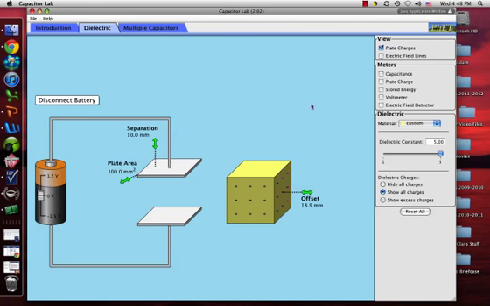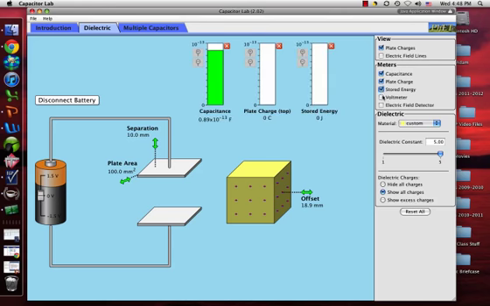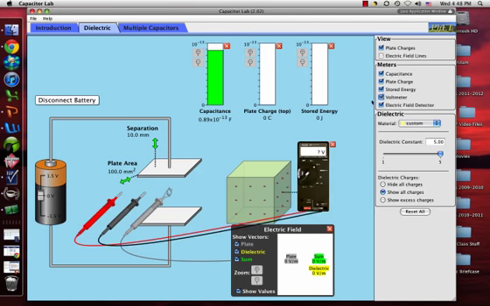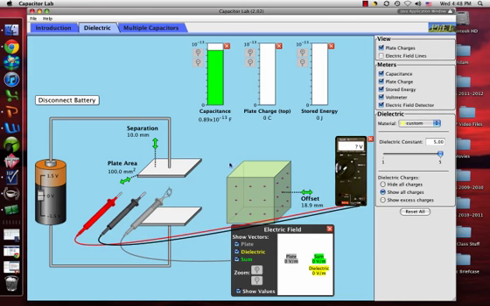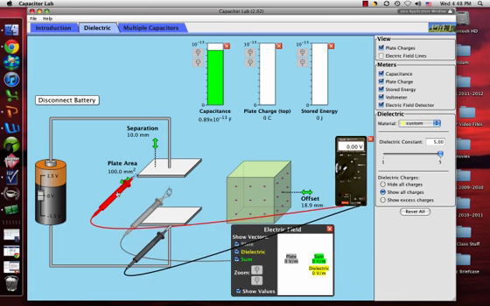All right, so here I have my little capacitor demo, and what I'm going to do is show the capacitance, the plate charge, and the stored energy, and I'm also going to throw on the electric field detector and the voltmeter here. So here I have the voltmeter. I'm going to put the tips here and here to read the volts. So we have a potential difference between these two plates of 0. We have a 0 electric field in between the two of them.